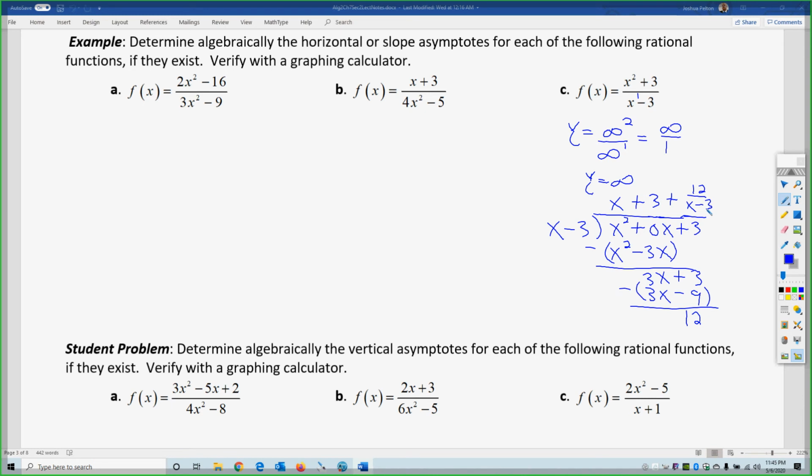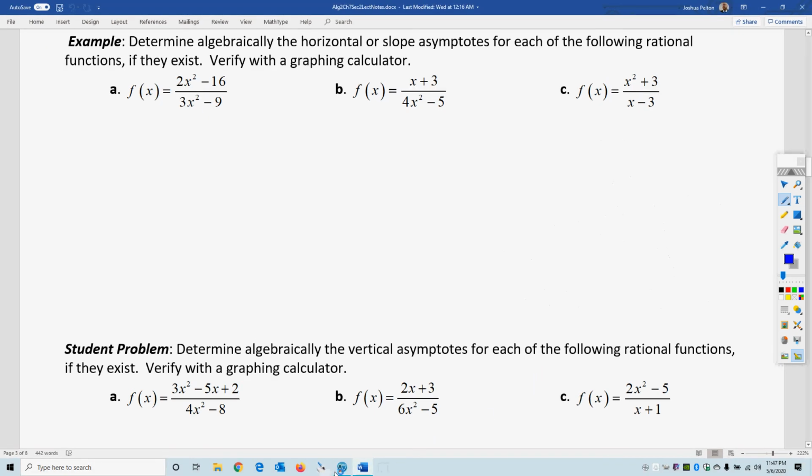So the remainder of 12 over x minus 3 doesn't matter, because if you plug in infinity into there, it's 12 divided by infinity minus 3. Thus 12 divided by infinity. So if you take 12 and divide it by infinity, you get nothing, because you took 12 and divided it up infinite times. So therefore we get a slant asymptote of y equals x plus 3. So it's essentially a slant, which is a line.